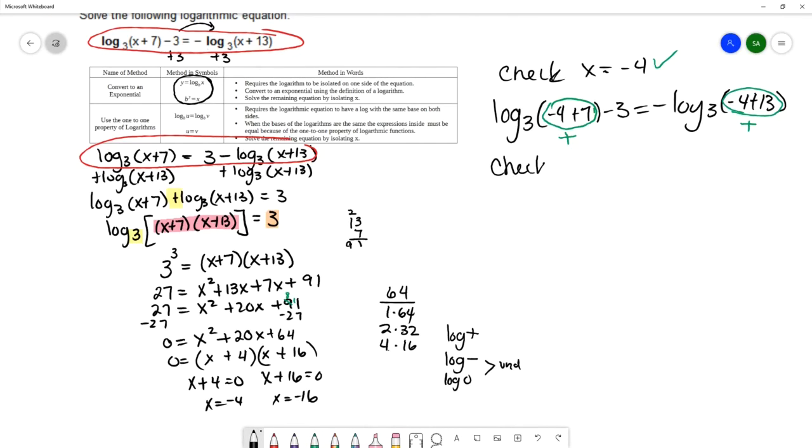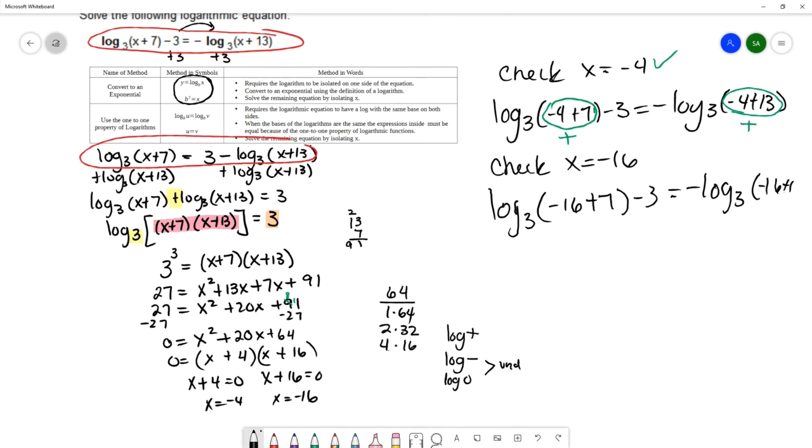So then let's check the other one. x equals -16. That would give log base 3 of (-16 plus 7) minus 3 equals negative log base 3 of (-16 plus 13). And you can see that inside this expression here, -16 plus 7, that's going to give a negative number. Log of a negative is undefined, so we have to throw that solution of -16 away. So the only solution to this logarithmic equation is x equals -4.